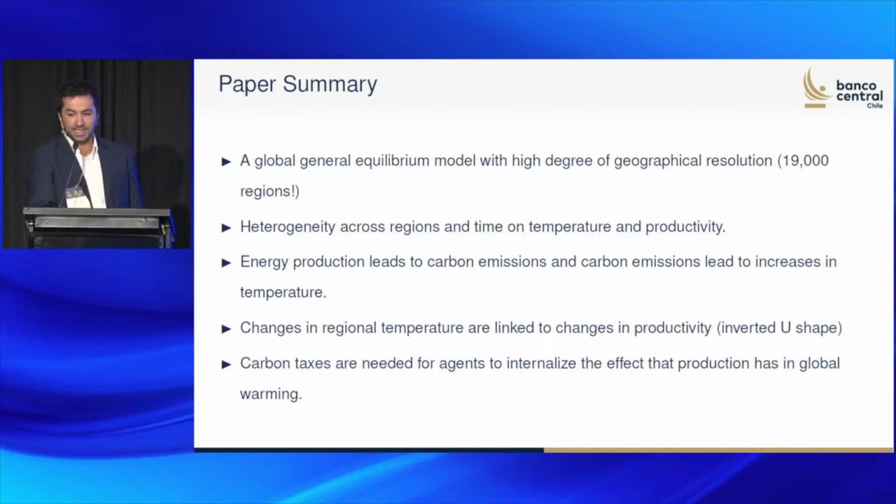And basically the idea is that energy production leads to carbon emissions. Carbon emission leads to increases in temperature. And then changes in regional temperature are linked to change in productivity with an inverted U shape that, as he showed just before, means that in Siberia they pretty much like to have a little more sun, but probably in Brazil it is already hot enough, and they will probably get less productive the higher the temperature.